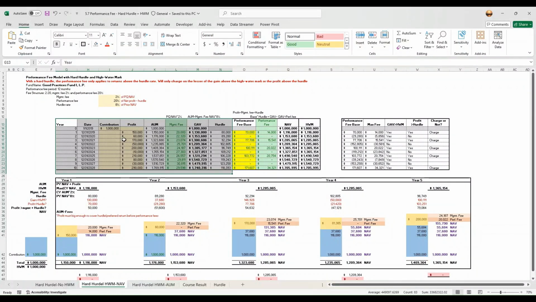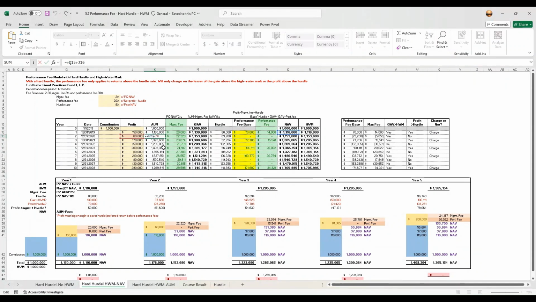We still have the AUM equals the prior NAV plus the profit. And then we have the management fee based on prior NAV. And we have the gap that is the prior NAV minus profit and minus management fee. And the hurdle is still 20% of prior NAV. Then come to the performance fee column.